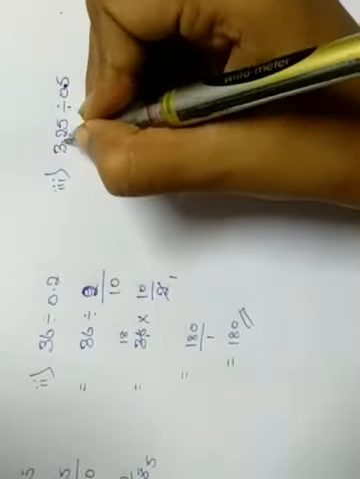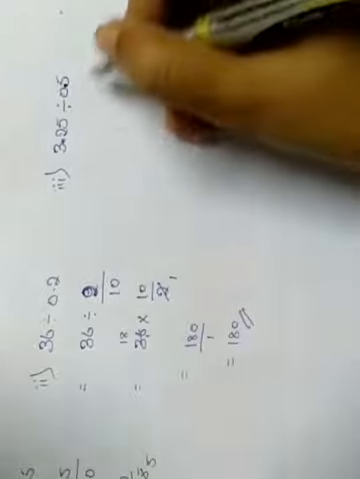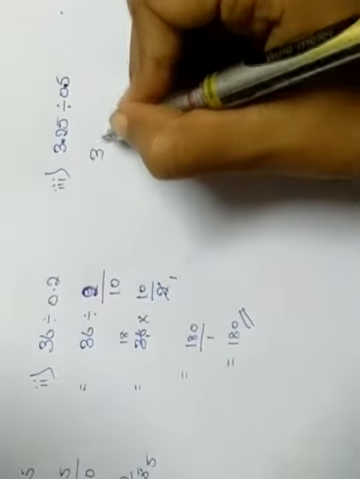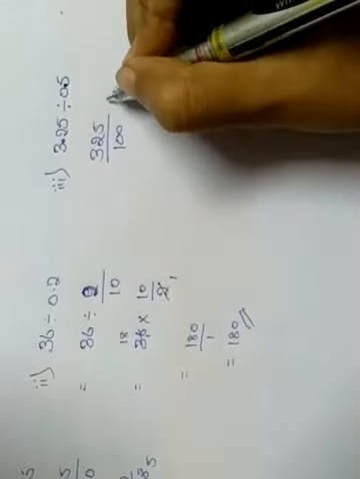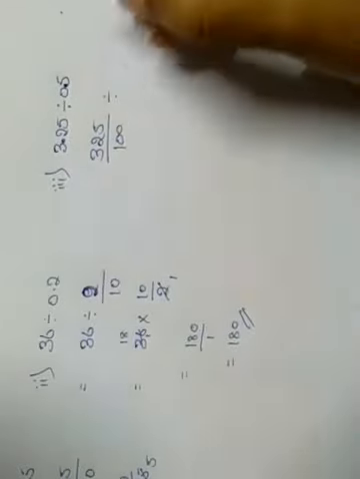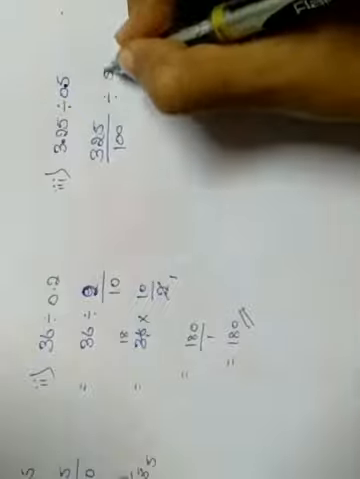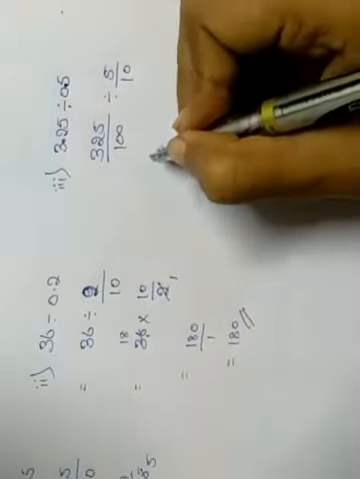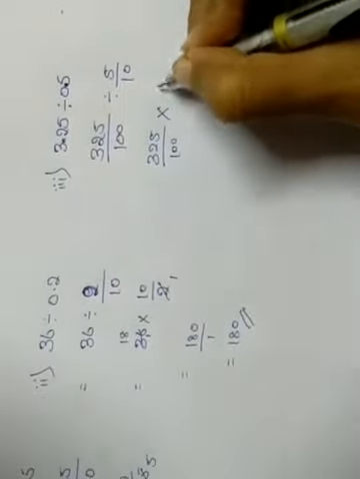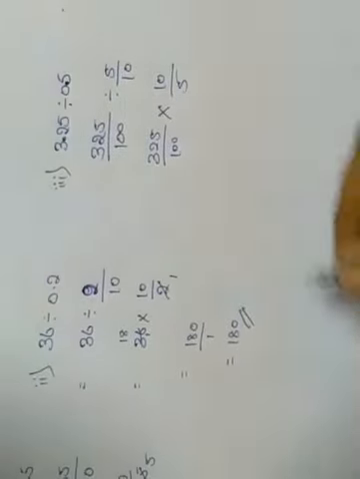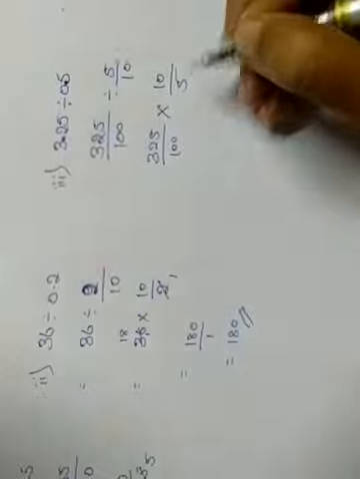Third one, both are decimal numbers. We'll remove their decimal points and write this is 100. We'll keep the decimal point as it is, 5 divided by 10. Now we'll change the sign from division to multiplication. We'll reciprocal it. Right, now we can simplify it.